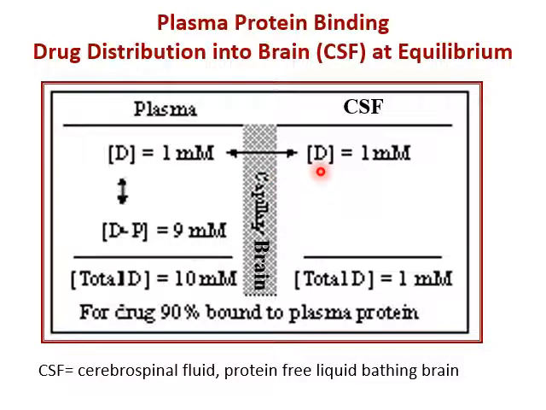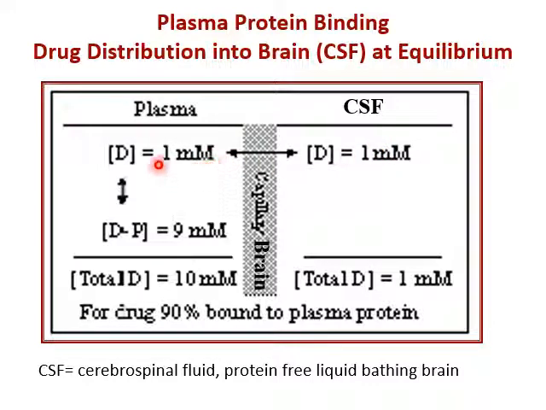If you let things go to a steady state situation, the thing to keep in mind is that in the CSF there's not any albumin, so you only have free drug in the cerebrospinal fluid. On the plasma side, you have free drug and you have bound drug. The bound drug in this case is 9 millimolar, in equilibrium with the 1 millimolar free drug. So this is a drug that is roughly 10% protein bound. Only the free drug is able to equilibrate with the CSF.